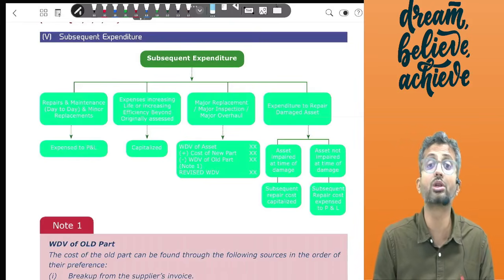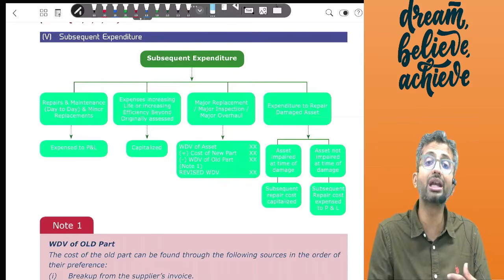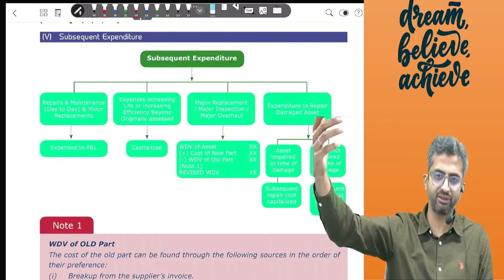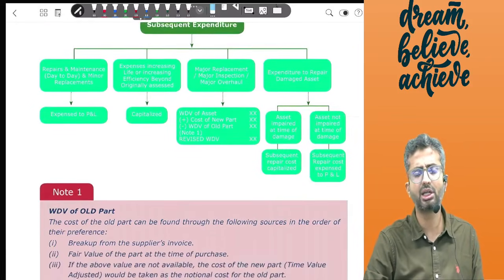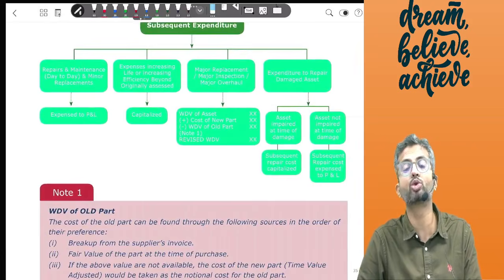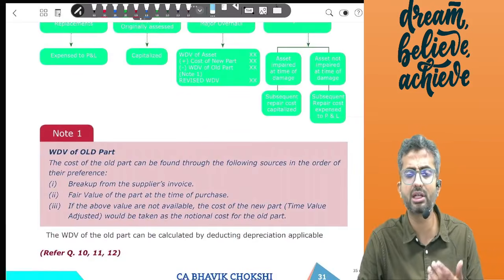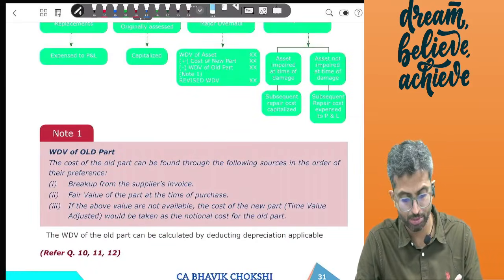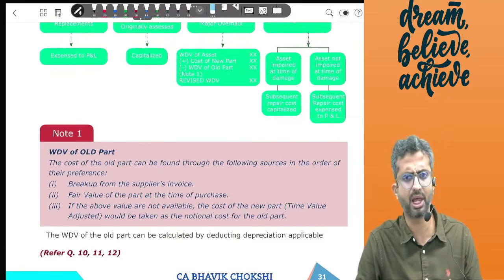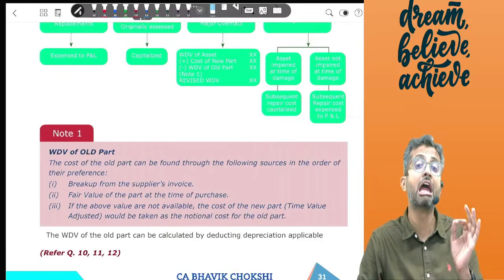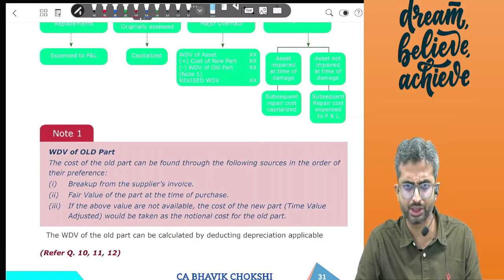Hypothetically, let us say it comes down to 30 rupees. In which case we would say 30 rupees must be included in the overall value of the AC when I purchased it. And as a result, this 30 minus depreciation will come to the notional WDV of the old part. So basically, whenever there is a major replacement, you will add the cost of the new part, subtract the WDV of the old part, which can be from the supplier's invoice, fair value, or most importantly, taking notional cost based on the new part as a proxy.